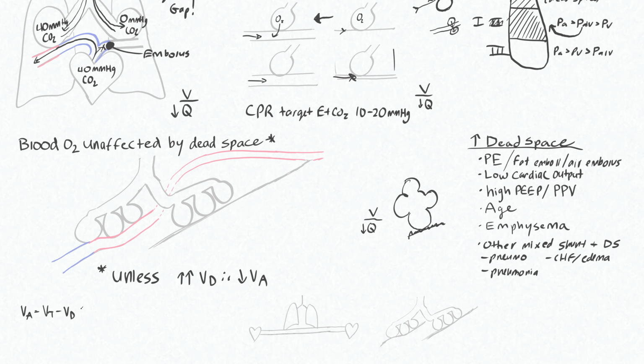space. So when your dead space is very high, you use up all your tidal volume for dead space and essentially have no alveolar ventilation. So this would be causing low O2 gas exchange area.